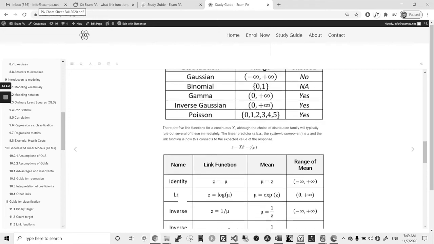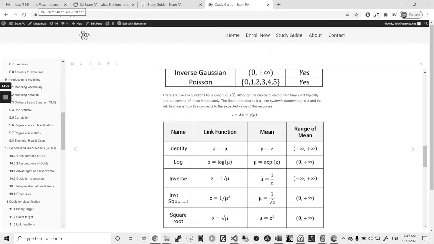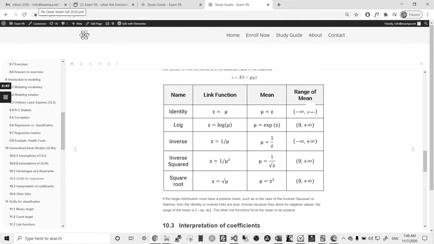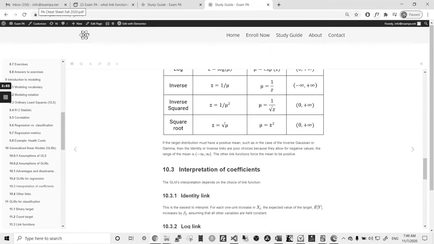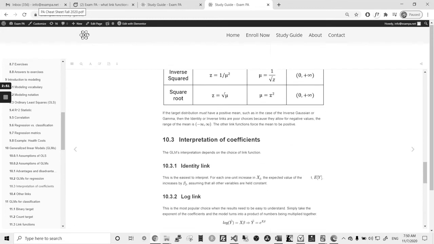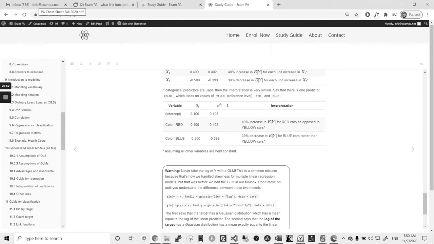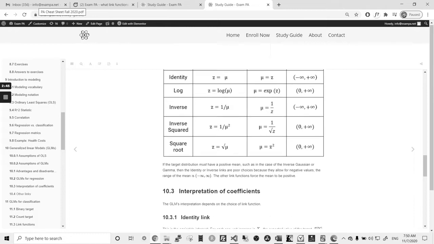If you look at some examples of the past exams, you can see why they explain that. But yeah, the two things you want to keep in mind are the range of the target distribution and the range of the mean. And so here's that table. I'll send you the link to the study guide. Here you'll also see a number of other useful resources like interpretation and so forth.